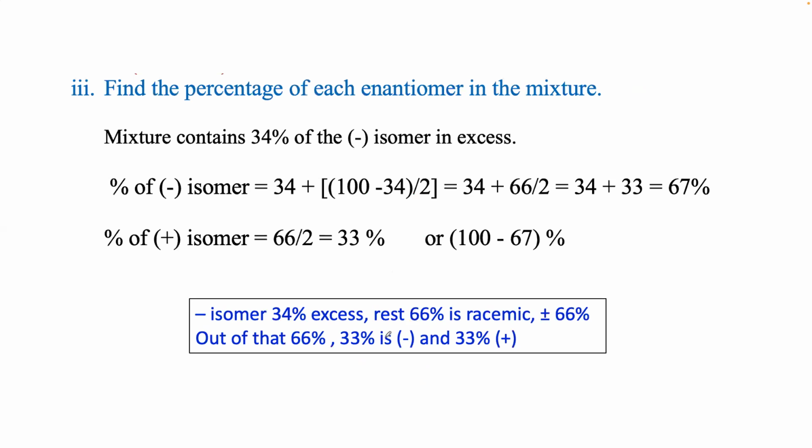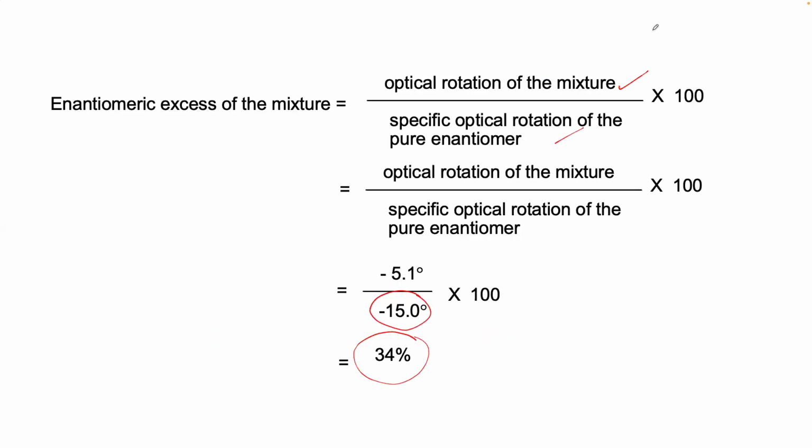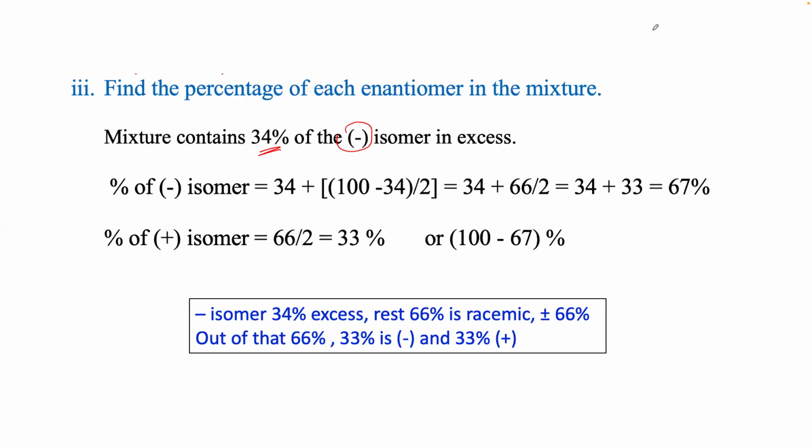Then the third part is to find the percentage of each enantiomer in the mixture. So now you have to calculate the percentage of each enantiomer. We already found out that the mixture contains 34% of the negative isomer in excess. That is the enantiomeric excess that we calculated in part 2. So when you have 34% in excess, that actually caused the minus 5.1 rotation, a negative rotation.